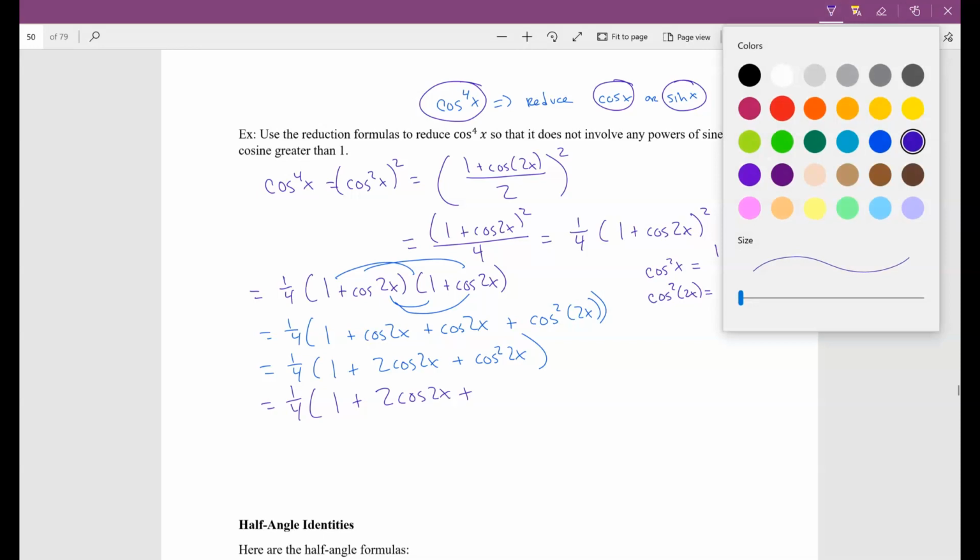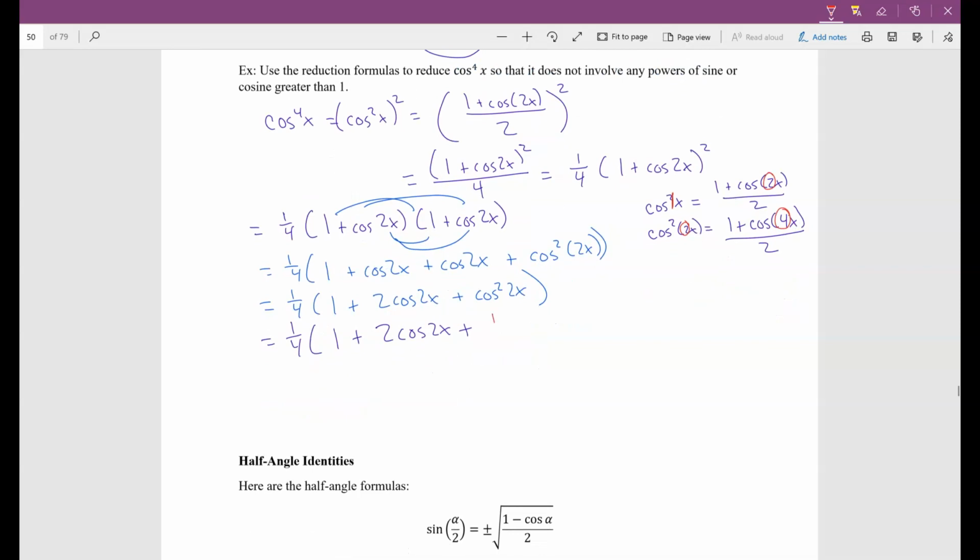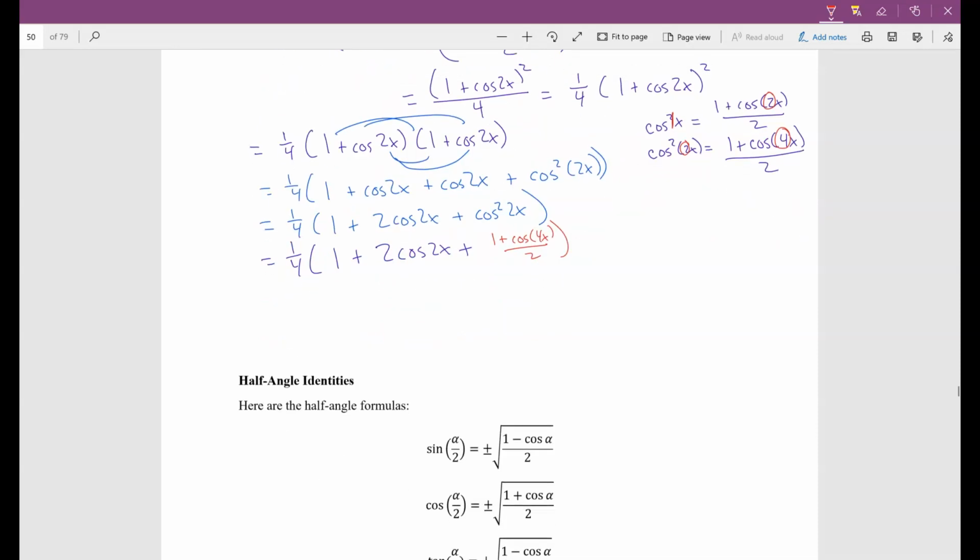So notice here that this was a 1, and it changed into a 2. This guy was a 2, here it changes into a 4. So this guy is just going to be 1 plus cosine 4x over 2. So what I'm going to get is 1/4, 1 plus 2 cosine 2x, plus this guy, we can write it as 1/2 plus 1/2 cosine 4x. Here, what can we combine? We can combine these guys. That's just going to give me 1/4, there's just 3/2 plus 2 cosine 2x plus 1/2 cosine 4x.